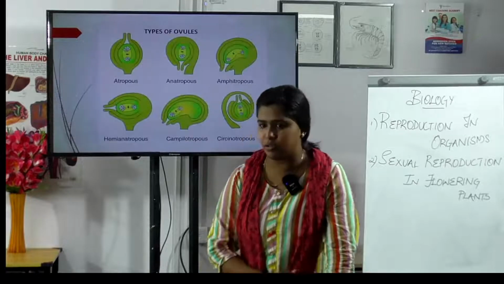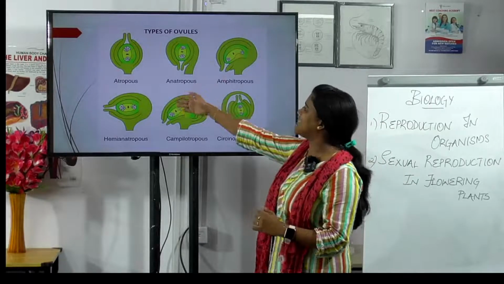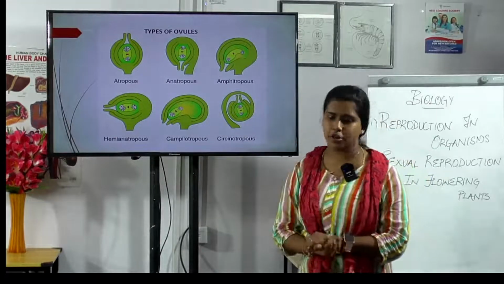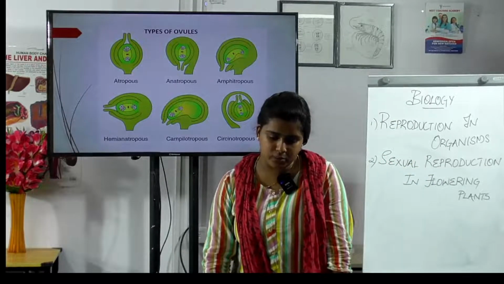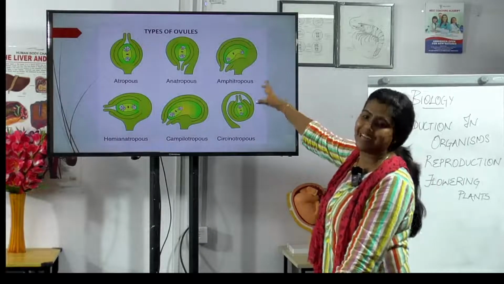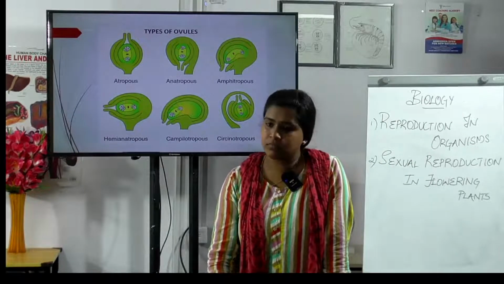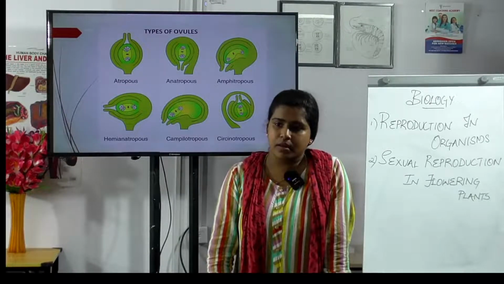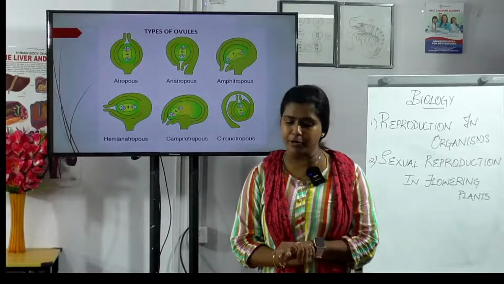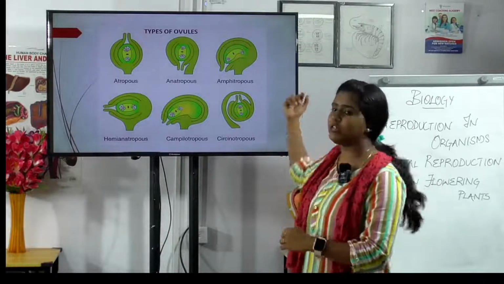The first type is orthotropous, where the funicle is straight. See, it is straight. This is orthotropous. Next is anatropous, when the ovule is completely inverted. Give some examples. 80% of angiosperms have inverted ovules only. And the next type is amphitropous. How does it look here? It is not cyclic, it is horseshoe shaped. Okay, horseshoe shaped.